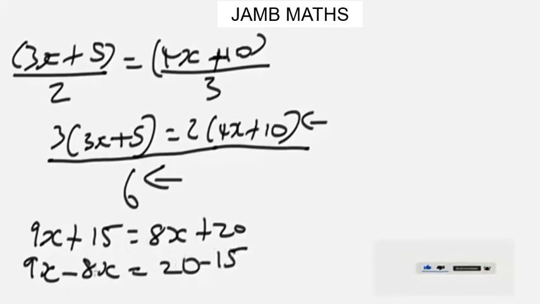So when you simplify this more, 9x minus 8x will give us x. So our x will now be 20 minus 15. Now that gives us what? 5. So that will be the answer to this question. It's as simple as that.